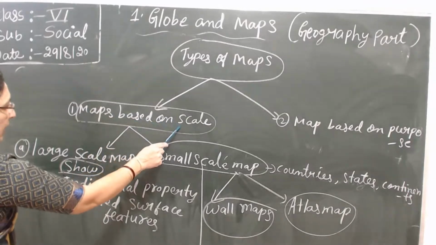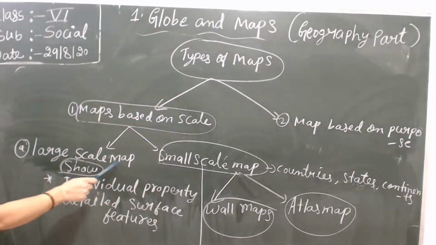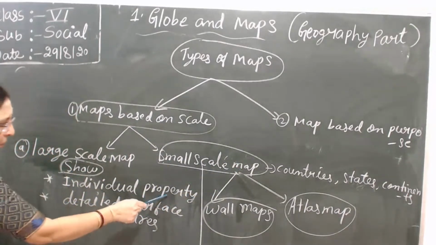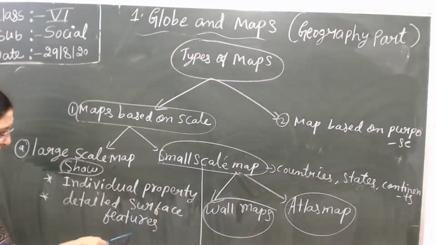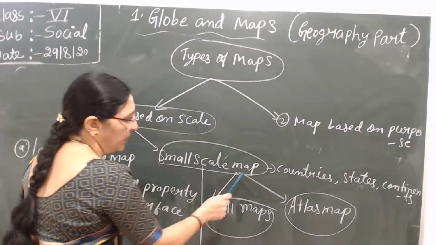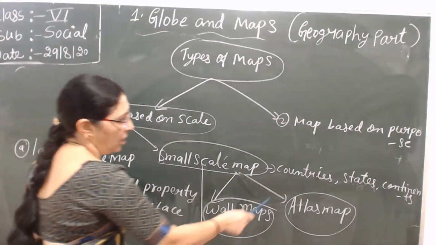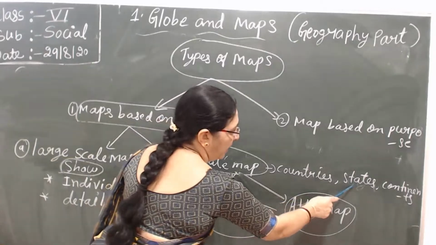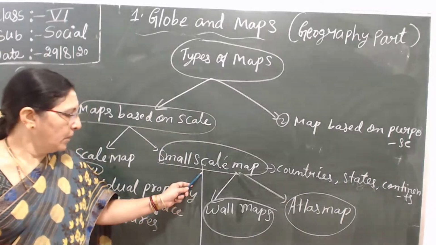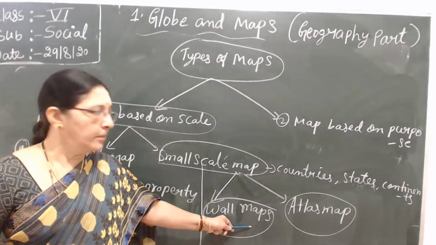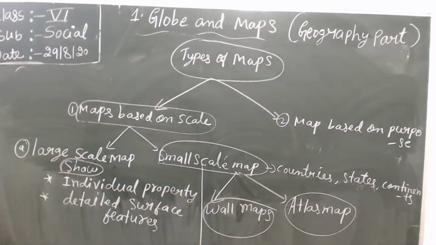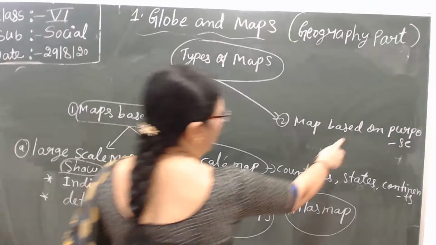Maps based on scale have two types: large scale map and small scale map. Large scale maps show individual property and detailed surface features. Small scale maps represent large areas, for example, countries, states, continents. These are also two types: the wall map and the atlas map. Next, map based on purpose.